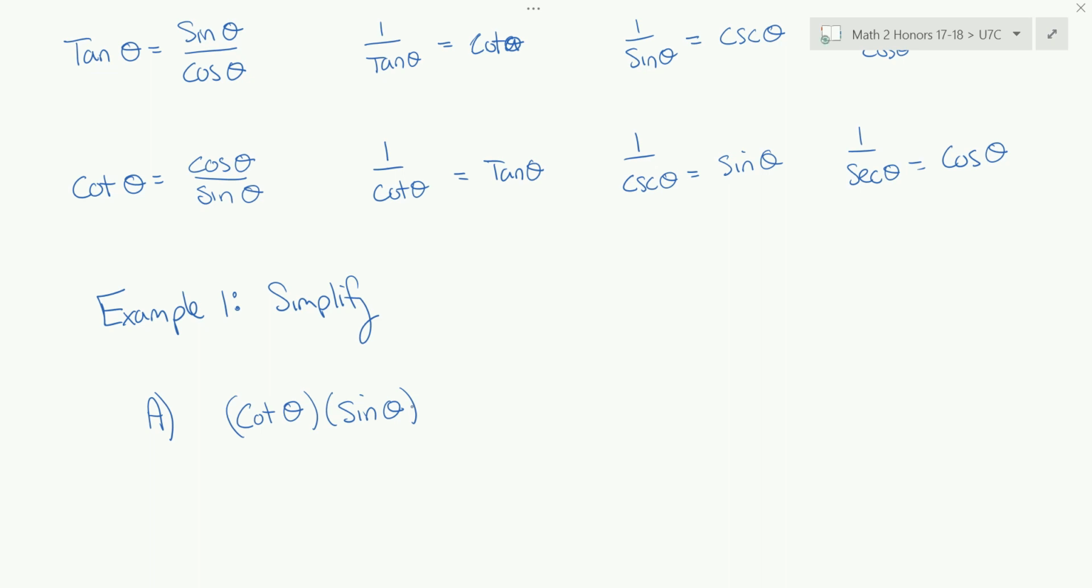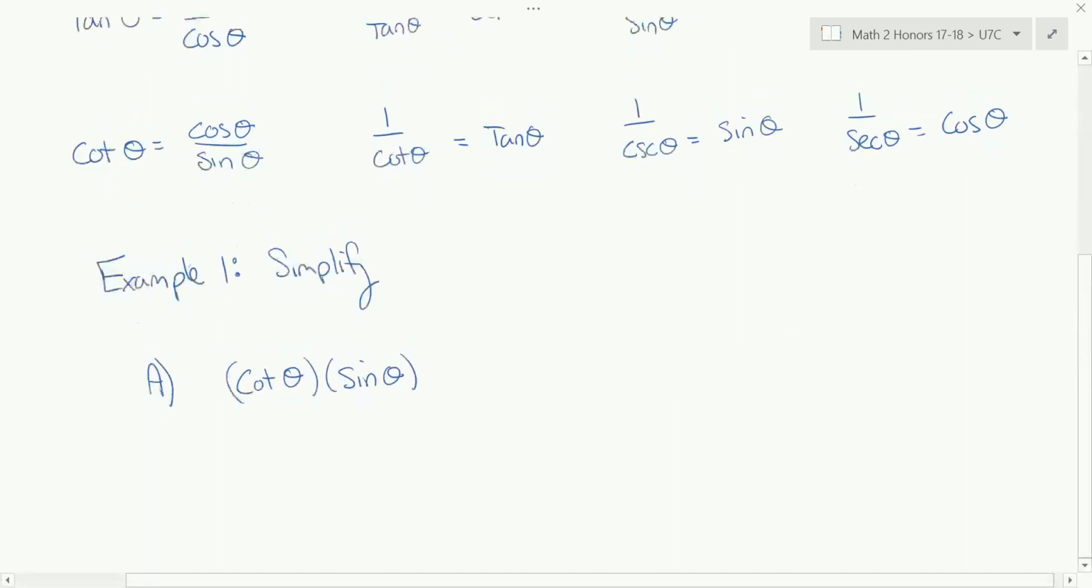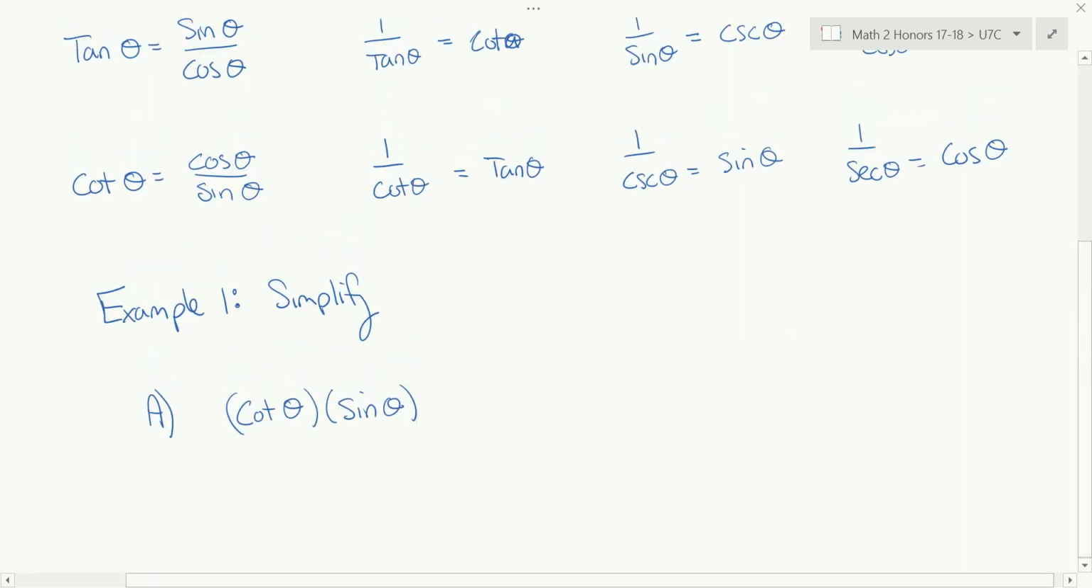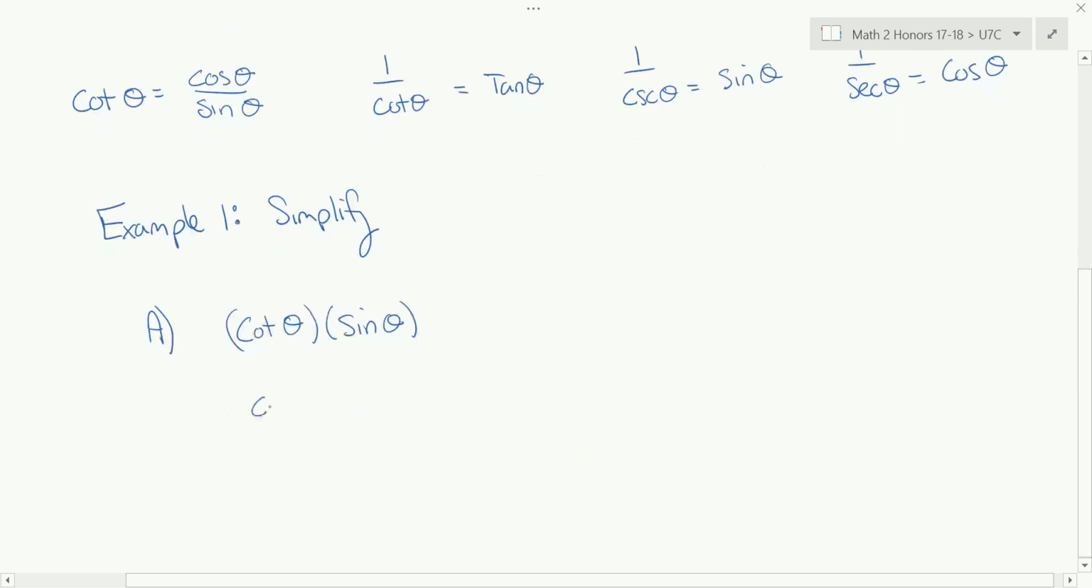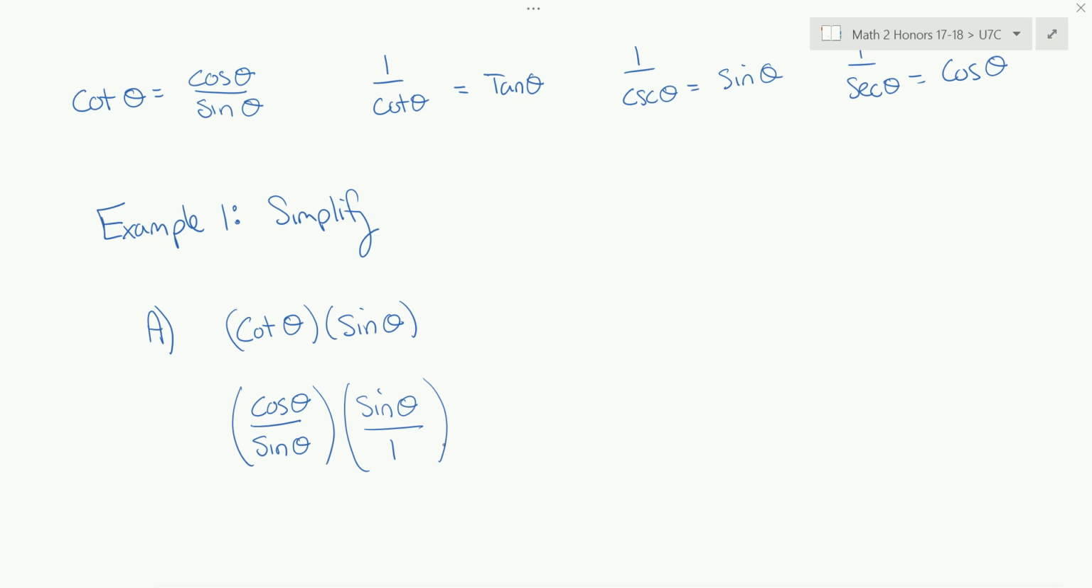So that cotangent we could rewrite as what? 1 over tangent's one way, but that's not in terms of sine and cosine. You could also write cosine over sine. So I'm going to change the cotangent to cosine over sine. And that's multiplied now with sine. And if it helps, you can make that sine over 1. We're going to have a lot of fraction work in this, so we need to remember how to multiply fractions and add fractions.